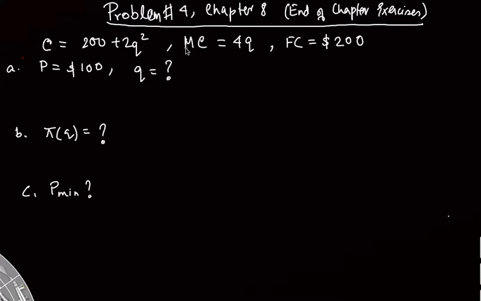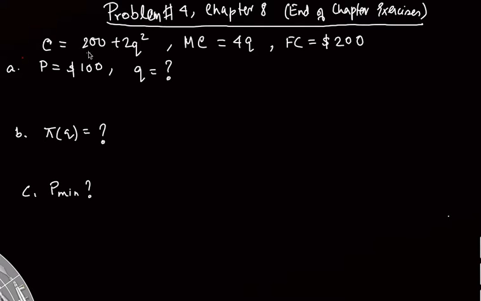Okay, in this video we are looking at an application of the short-run equilibrium analysis that we did for a perfectly competitive firm. How we can apply the facts that we learned about how a perfectly competitive firm chooses its output. Okay, so we have a cost function.